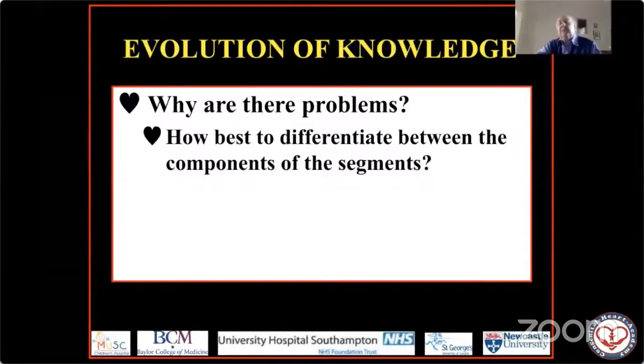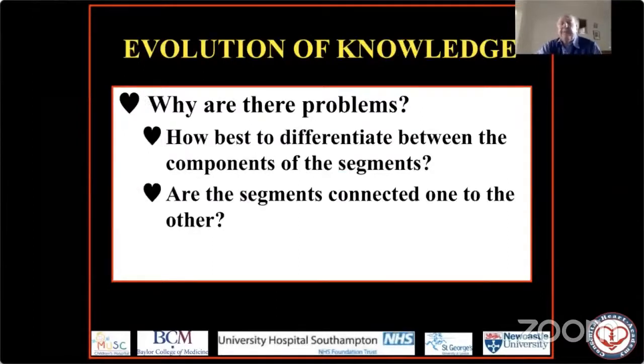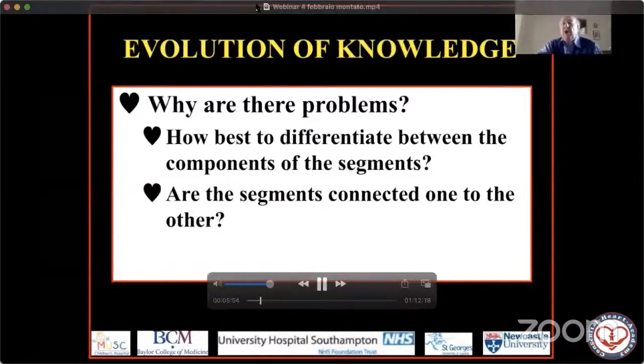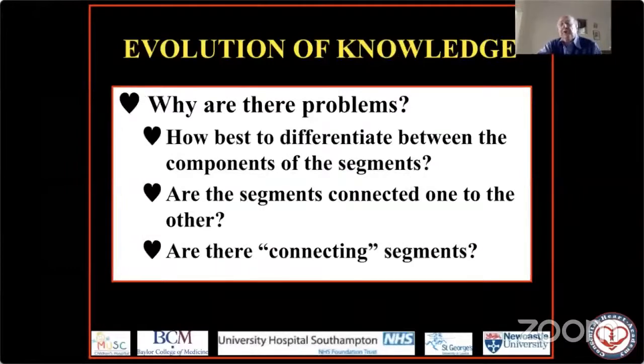Well, the beginning of the problem was how to differentiate between the components of the segments that Richard had identified. But the real problem came when we discussed how we were going to describe the way the segments were connected one to the other. More importantly, how on occasion they were not connected to one another. And that led to what I'm going to call the schism.